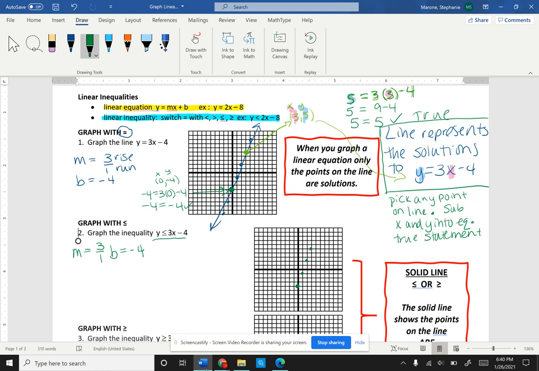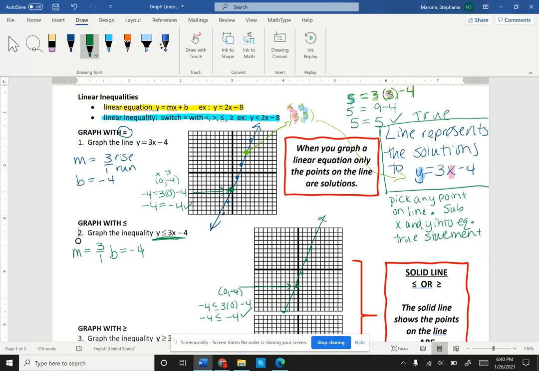So if I pick a point, let's say I pick this point 0, -4, and I substitute it into that inequality. So -4 is less than or equal to 3 times 0 minus 4. -4 is indeed less than or equal to -4, so that's a true statement. Any point on that line is going to be a solution to this inequality. So that means that we make this a solid line.